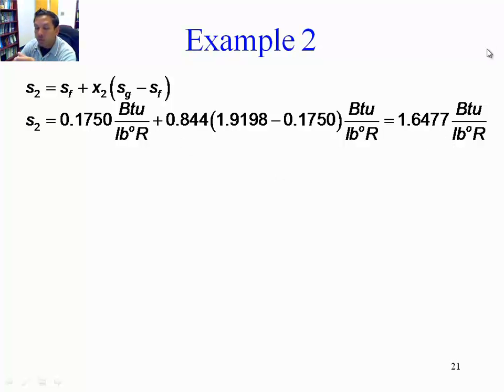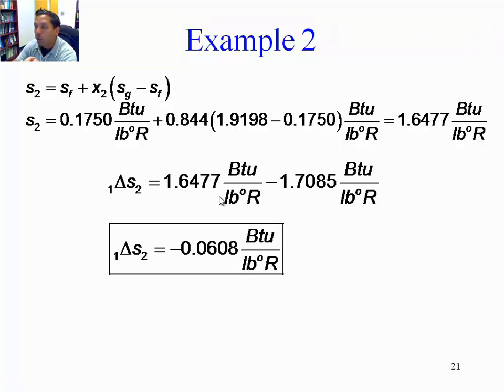Remember that what we're trying to do here is to validate this problem, whether this data is correct, and we're using the methodology of calculating the delta S, the change in entropy. Now we know the entropy of state 1 is 1.7085. That's the entropy that corresponds to 100 psi and 500 Fahrenheit. If we subtract the entropy we found from the entropy of the inlet, we find that the change in entropy between 1 and 2 is minus 0.0608.